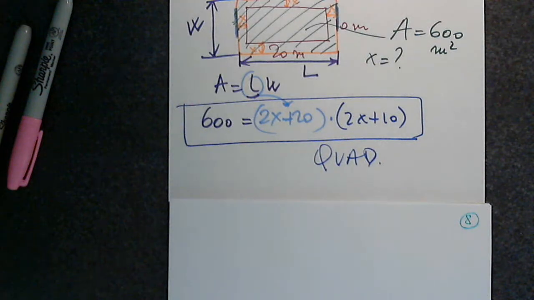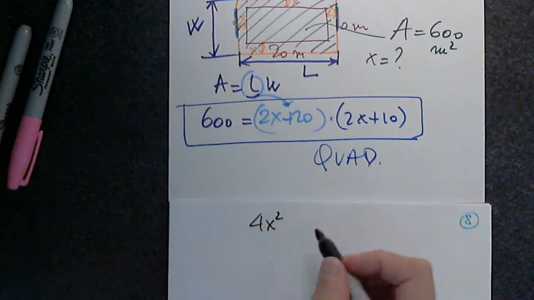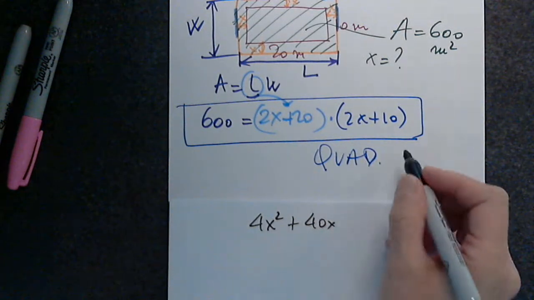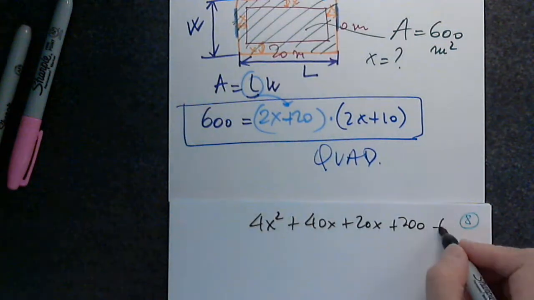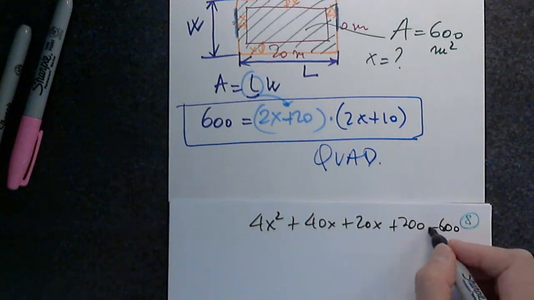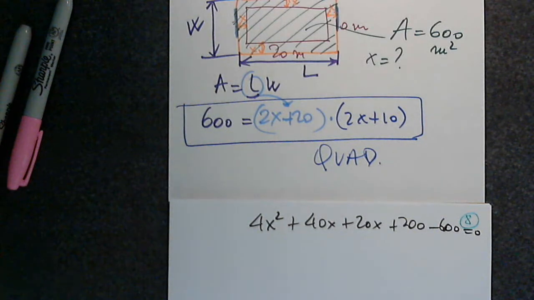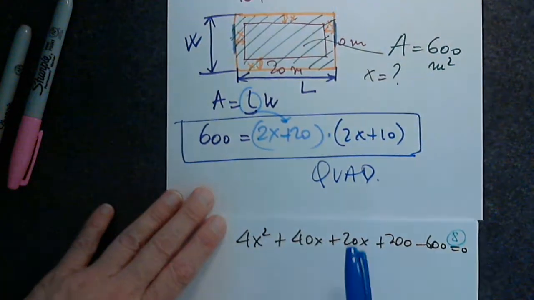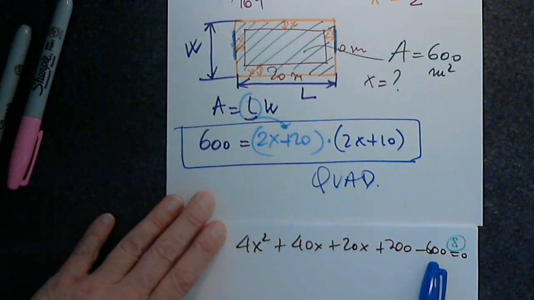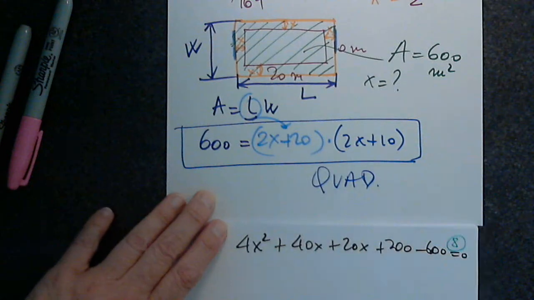4x squared plus 40x plus 20x plus 200 and minus 600 equals 0. Correct. But we have to see it. You're way ahead of everyone. Excellent. Does that say plus 200 minus 600? I have to move 600 to the other side. Yes. Okay. Yeah, you're right.